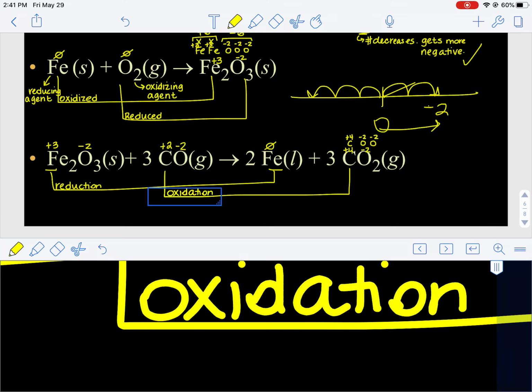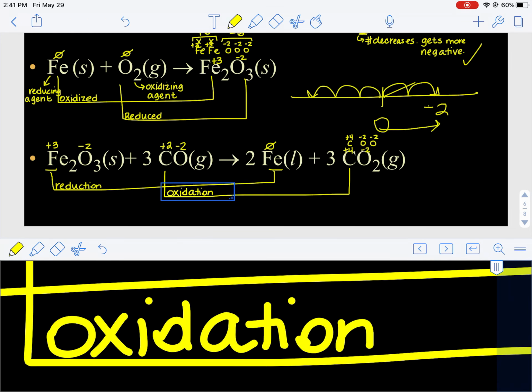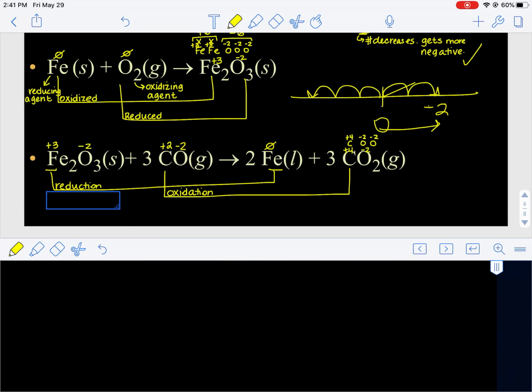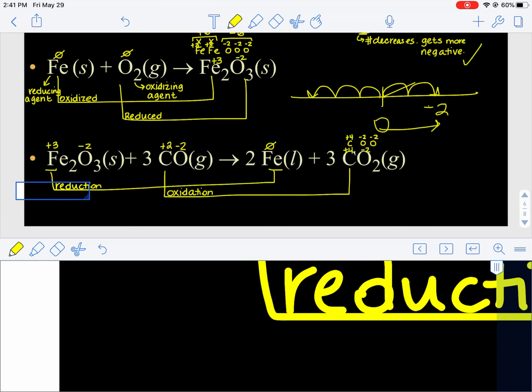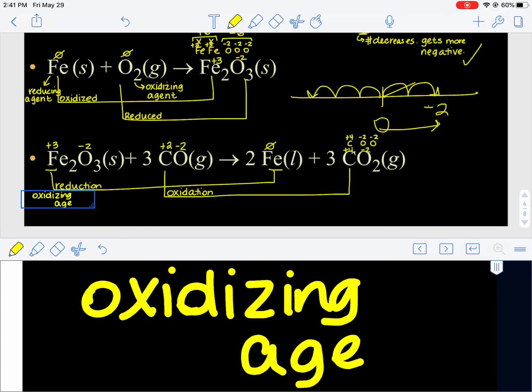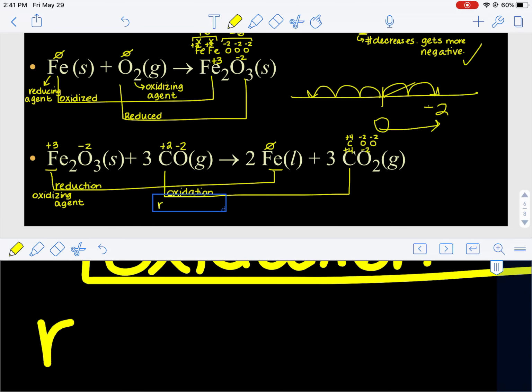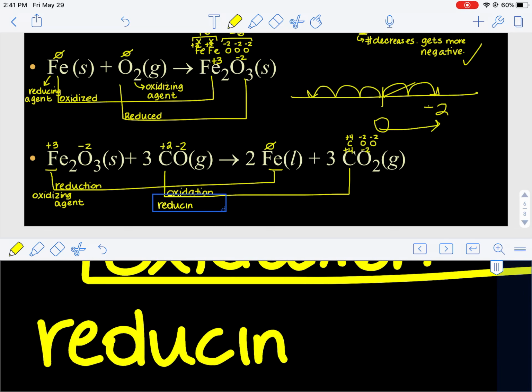But for those of you who want a justification, oxidation, Leo the lion says, Ger, Leo, losing electrons, oxidation. When I'm losing electrons or negative, I become more positive. Positive 2 to positive 4, that becomes more positive. Now that I've found the reduction, I know that that's the oxidizing agent. And I've found the oxidation reaction, so I know that that's the reducing agent.